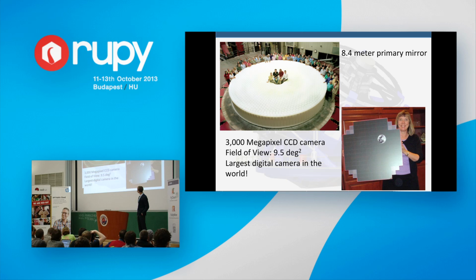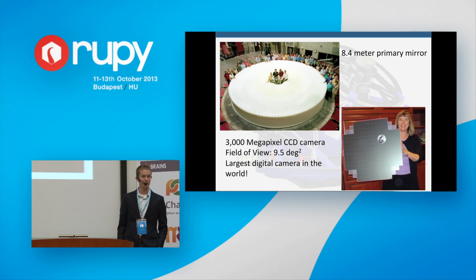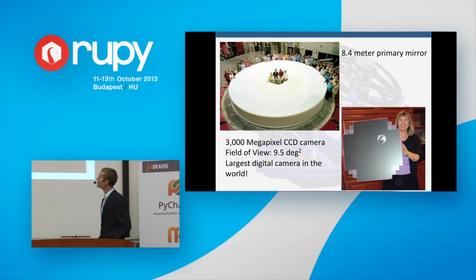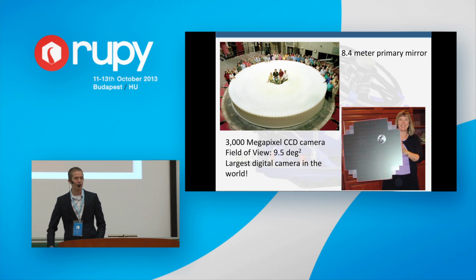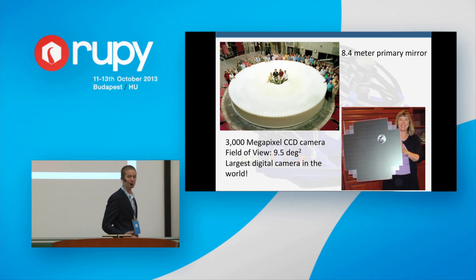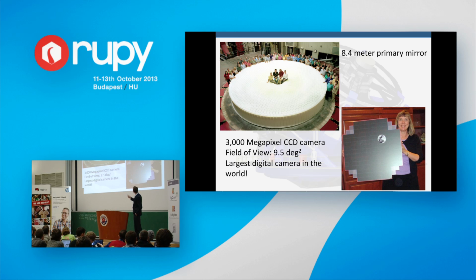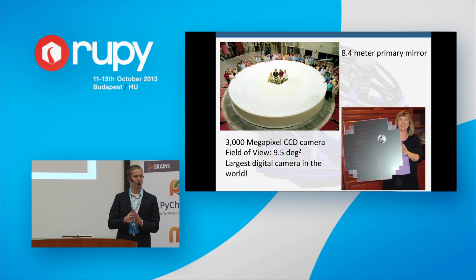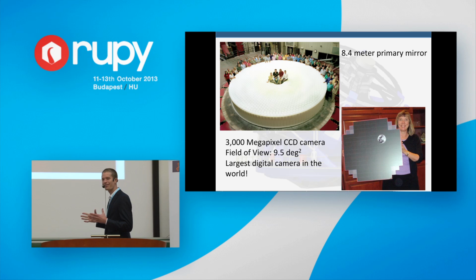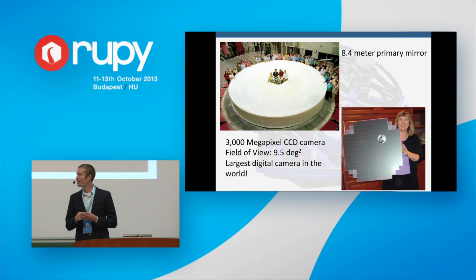On the left up here, you see the primary mirror of the LSST. And this is the primary mirror blank being built in Arizona right now with a lot of the LSST team. And it's 8.4 meters in diameter, so it will be able to gather an incredible amount of light.